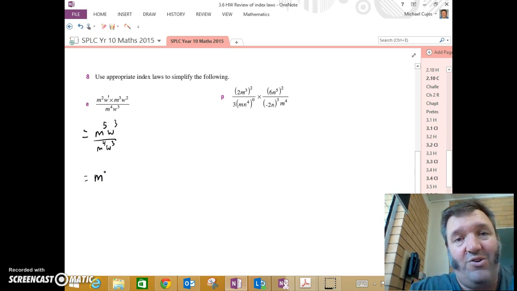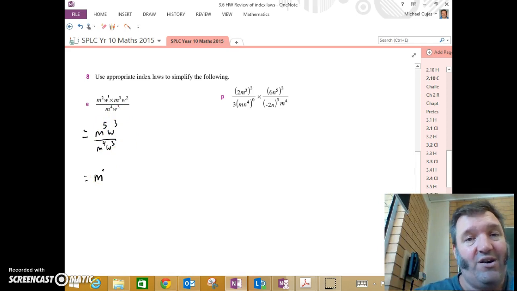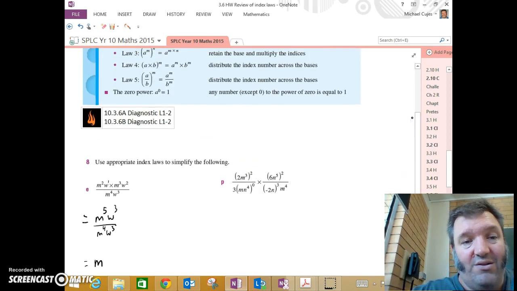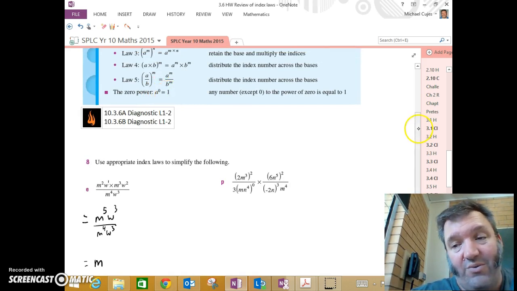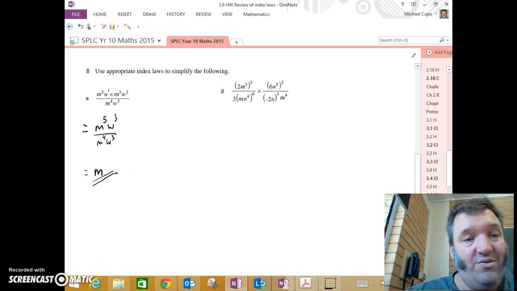W cubed divided by W cubed. Well, we know that that simplifies to equal 1, because anything divided by itself is 1. Also, W cubed divided by W cubed, 3 minus 3 is 0, and that goes back to the 0 power. If I had W to the power of 0, it's always also equal to 1. So there we have it. M is the solution. Nice and simple. Let's have a look at the next one.